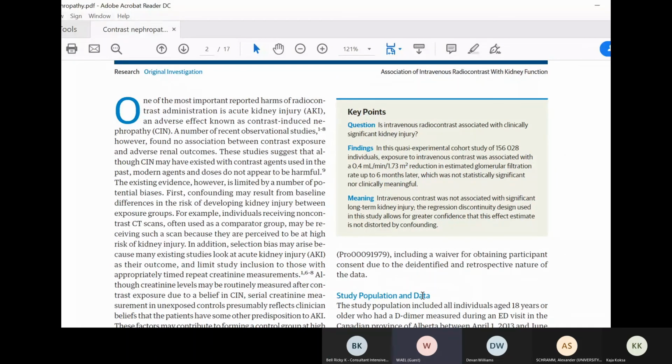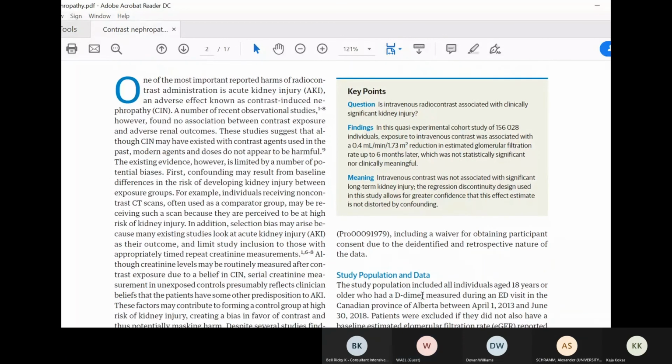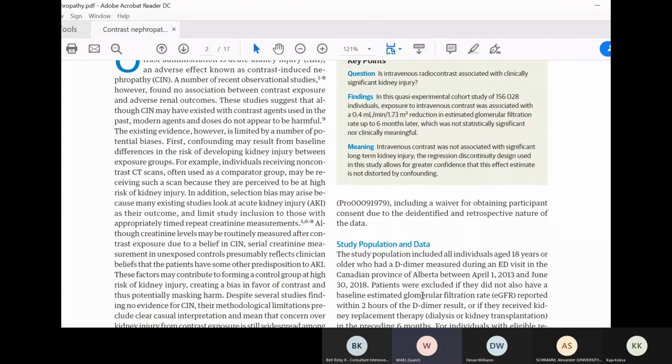First is confounding, which may result from a baseline difference in risk of developing kidney injury between the exposure group and the comparator group, like patients receiving non-contrast CT. Patients receiving such a scan may be perceived as being at higher risk of kidney injury. Also, selection bias may arise because many existing studies look at acute kidney injury rather than the final outcome.